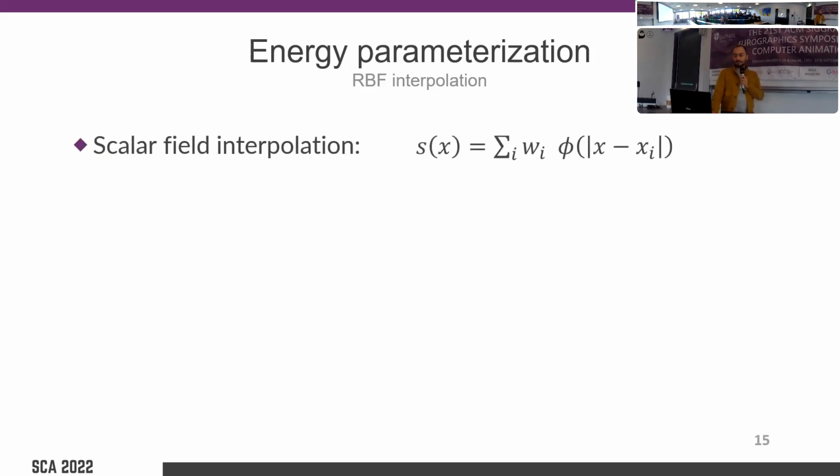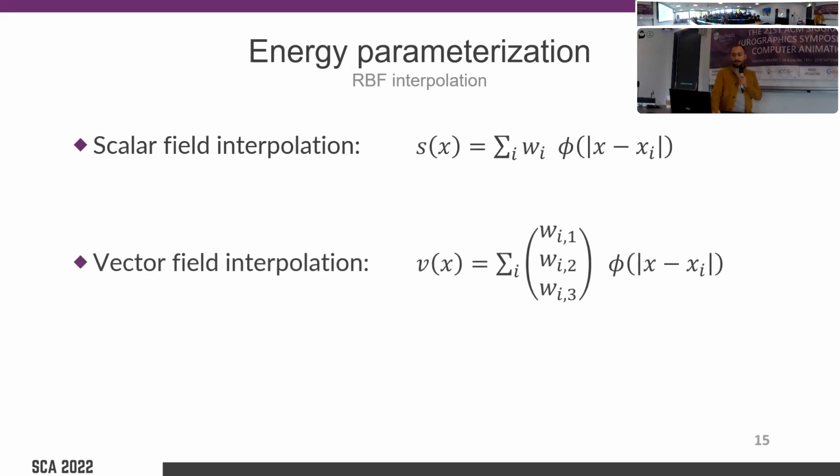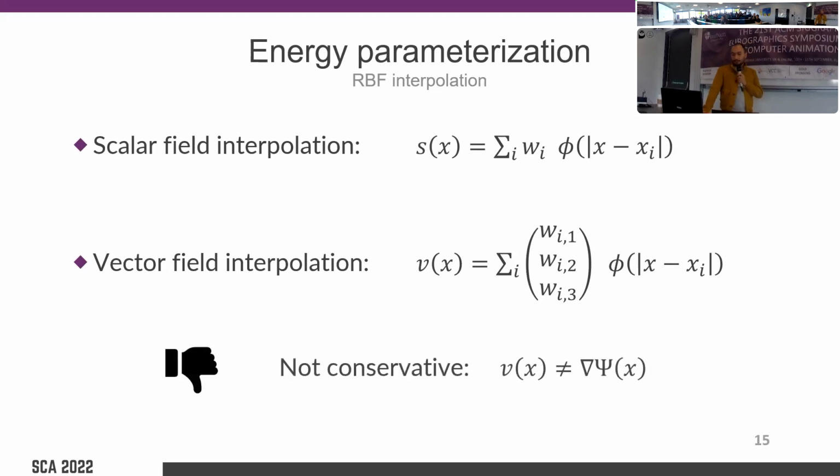The approach appears simple. If you want to interpolate a scalar field, such as the energy, we just design RBF interpolants and we need to estimate their weights. However, we're interested in interpolating the derivatives of the energy, such as forces. Well, we could apply RBFs to interpolate vector fields, and this time we just estimate the vector coefficients. Unfortunately, this approach is not conservative. In other words, the resulting vector field is not the gradient of a scalar field, the energy.